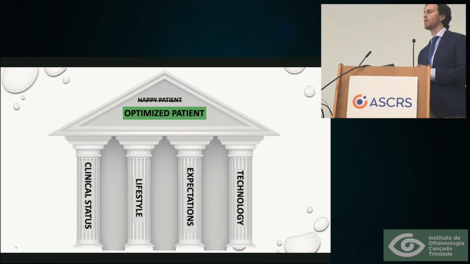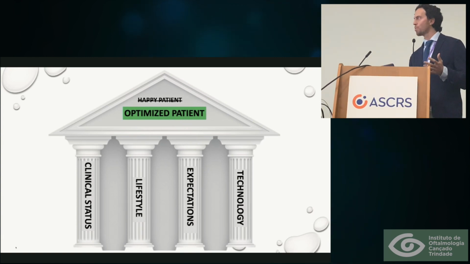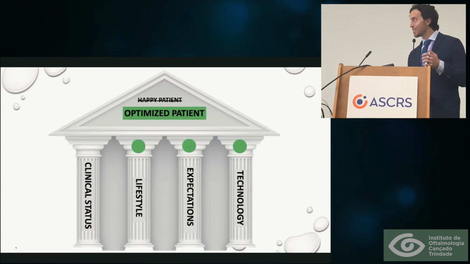But let me start with the introduction of something that we are working on, and it's the term optimized patient. Instead of the typical happy patient, we want to jump to something, say, optimized. What is an optimized patient? It's a patient where we use the best available technology, where we fulfill patients' expectations of improvement, of course, taking into account the lifestyle and, of course, the clinical status.